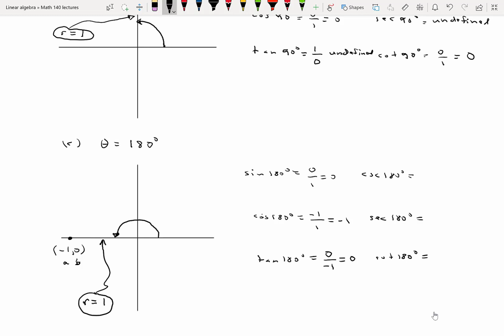So the cosecant is undefined. The cosecant of 180 is undefined. You can't take 1 over 0. The 1 over -1 is still -1. So the secant of 180 is -1. The cotangent of 180 is undefined.